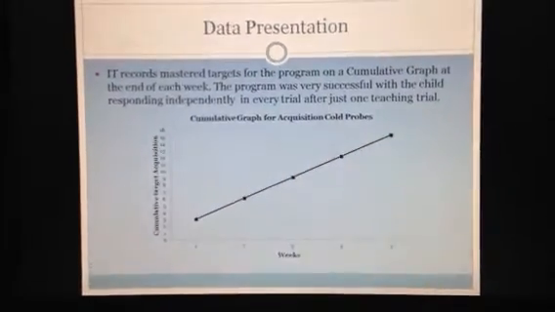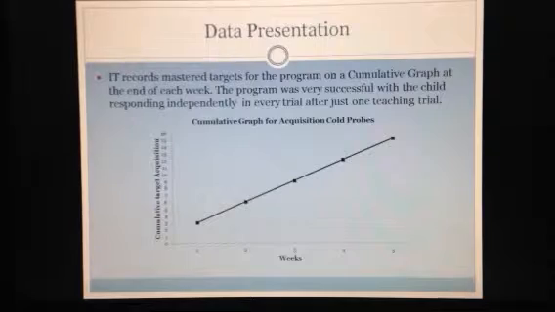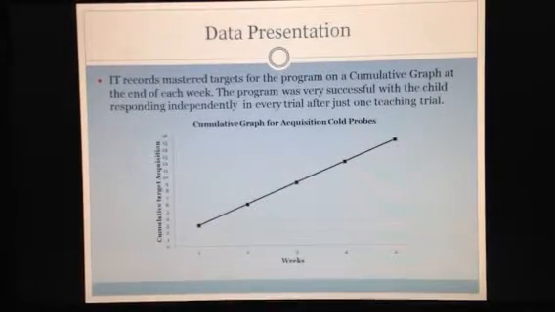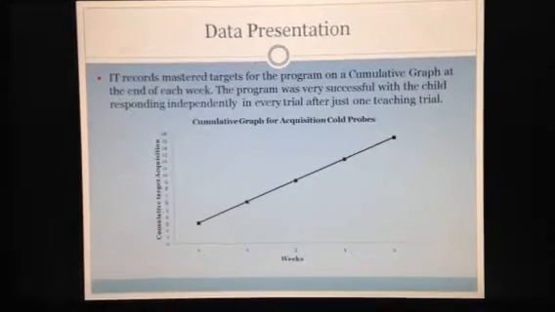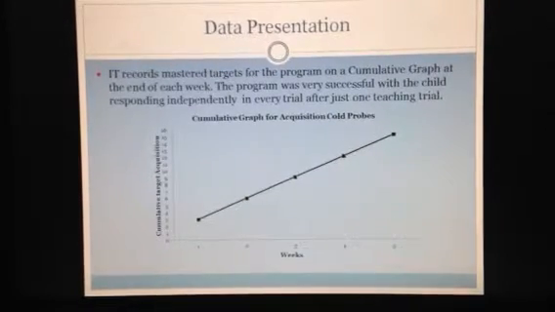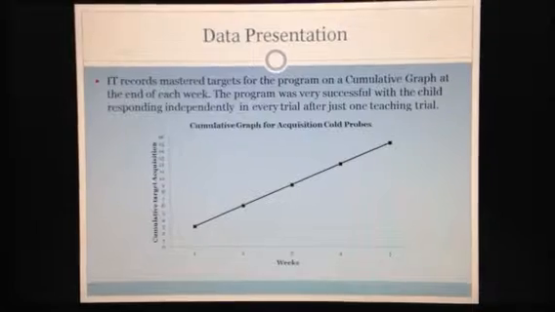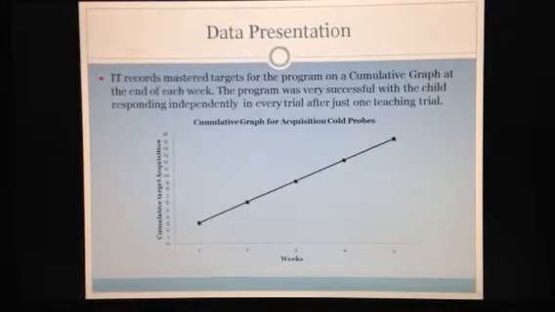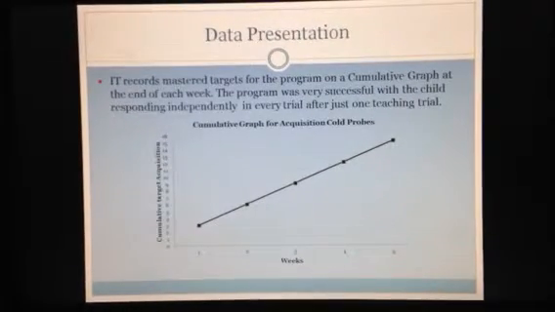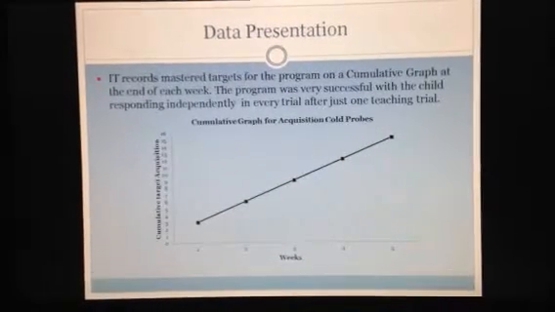Data presentation. The IT records the mastered targets for the program on a cumulative graph at the end of each week. This graph is actually hypothetical data. Unfortunately, because data is only recorded at the end of each week, and the child was only here for probably only 4 sessions because, just unexpectedly, he is attending fewer times. Based on his history, the program would be very successful with this child because every time he responds and learns the skill after each teaching trial.